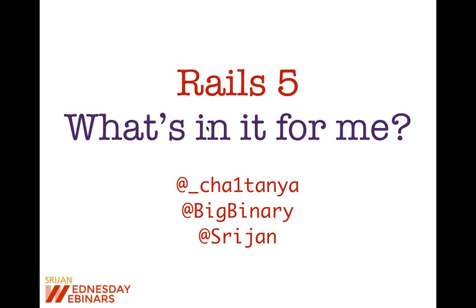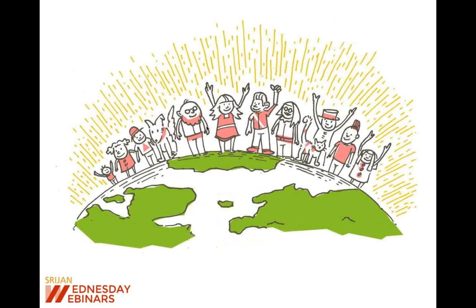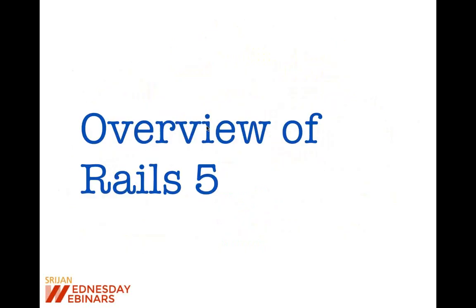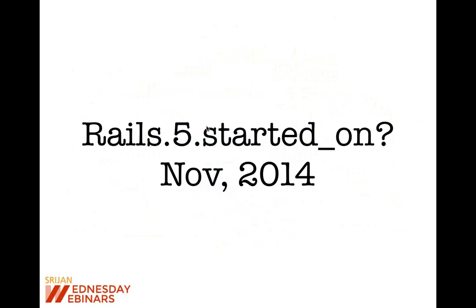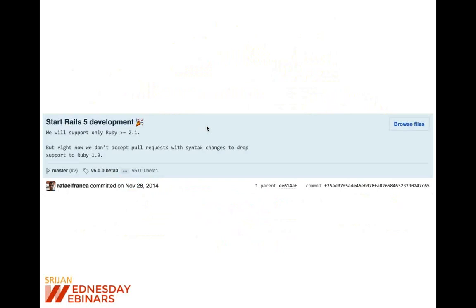Thanks for having me. So today we will discuss what Rails 5 is and what all the new features and improvements are that we can use to get started with Rails. First we will see an overview of Rails 5. The development for Rails 5 started way back in November. The first commit was done on November 28, 2014. So almost 1.5 years of development has gone into Rails 5.